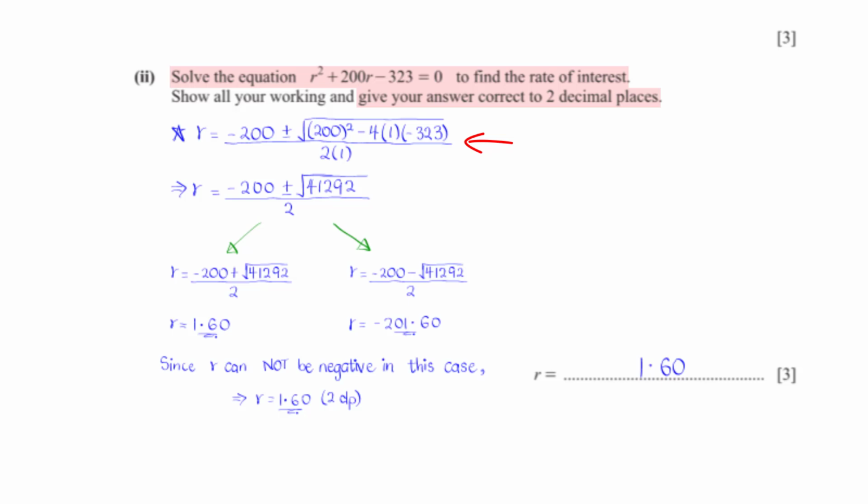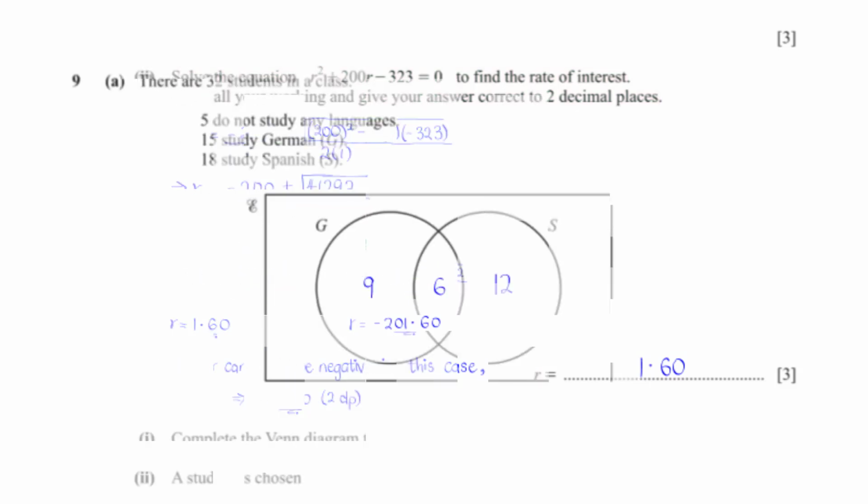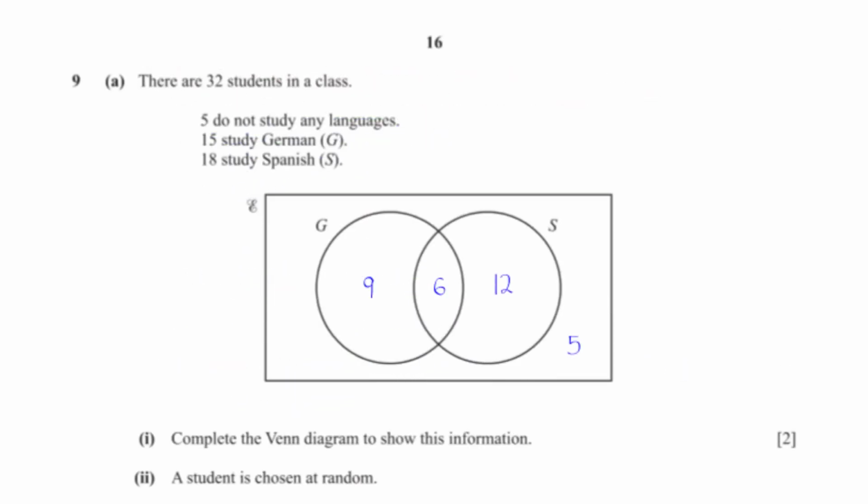The terms under the square root give us 41,292. For the first value of R, we have 1.60, correct to 2 decimal places. The second possible value of R gives us negative 201.60, correct to 2 decimal places. The value of R cannot be negative in this case, and so we have R is equal to 1.60, correct to 2 decimal places.